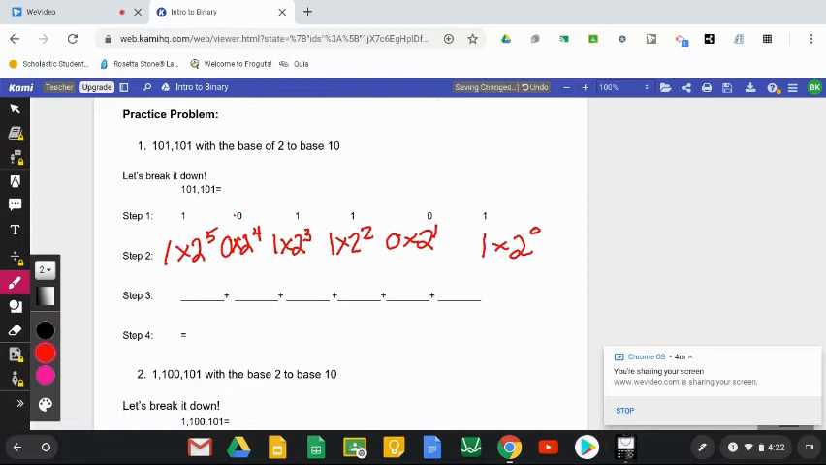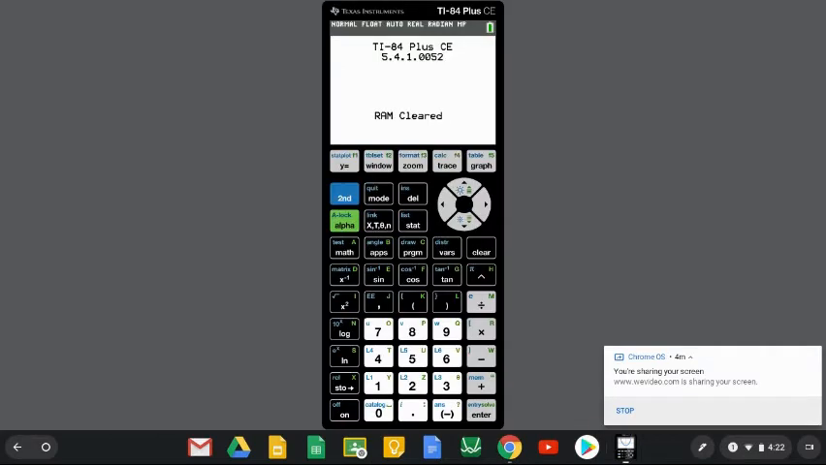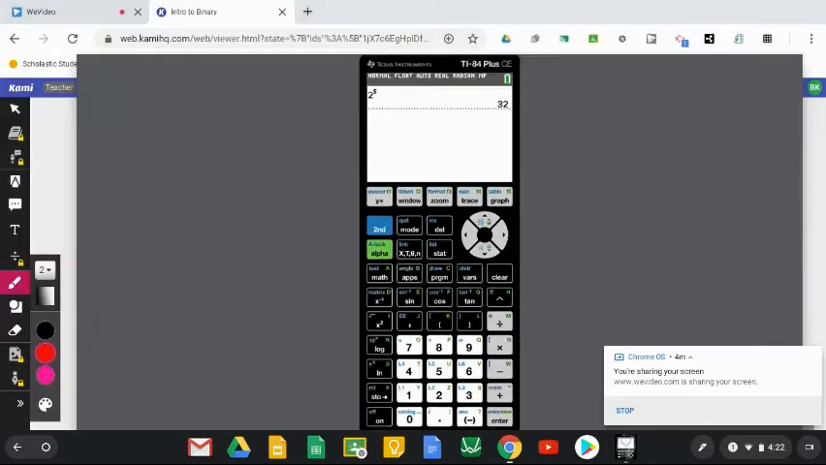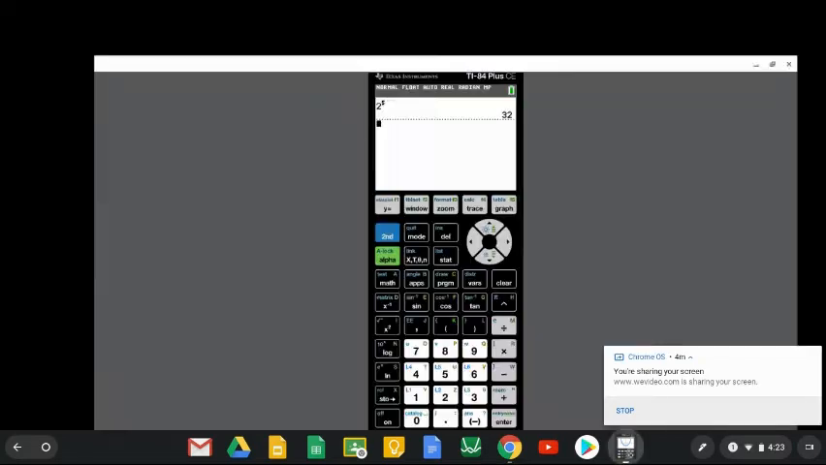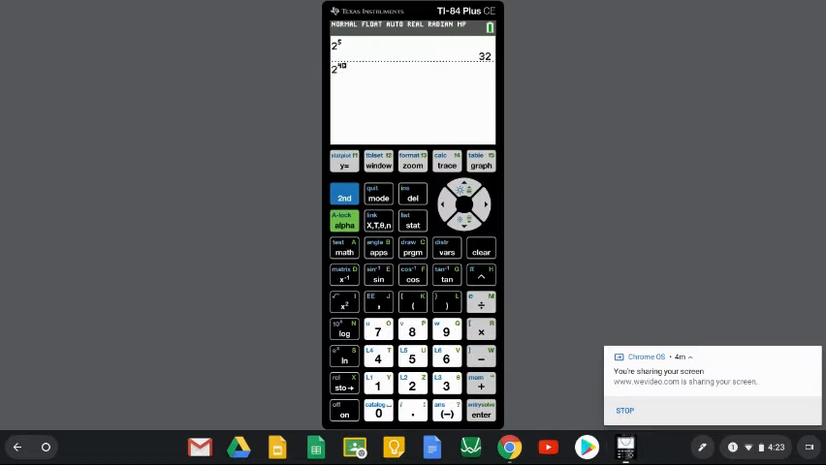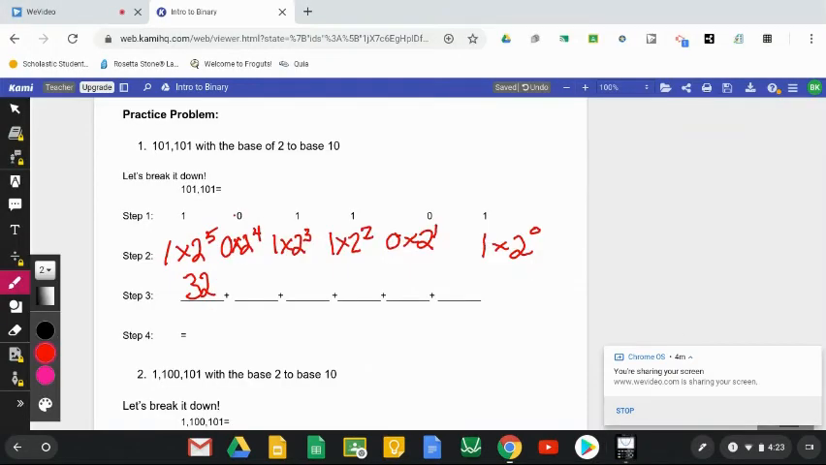Now we can type these in our calculator. You can start on either side. Let's start over here. I'm going to do 2 to the fifth. So I take my calculator out. I do 2 raised to the fifth. Hit enter. 32. Now I think, okay, wait, what's anything times 1? Oh, it's itself. So I do 32. Now I have 0 times 2 to the fourth. So, okay, what's 2 to the fourth? 16. But wait, what's anything times 0? Oh, that's 0. So when I have a 0 in front, I don't even need to do the 2 to whatever power.